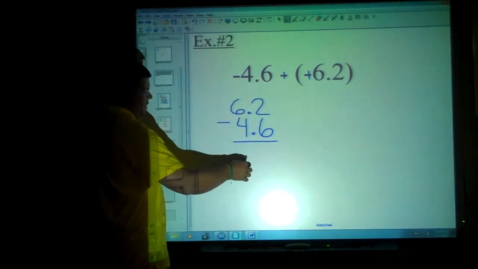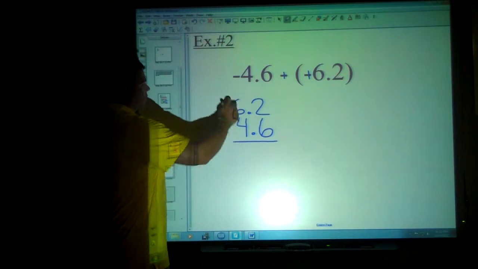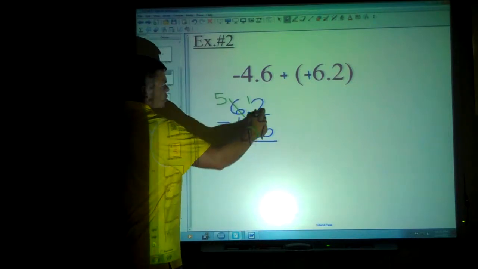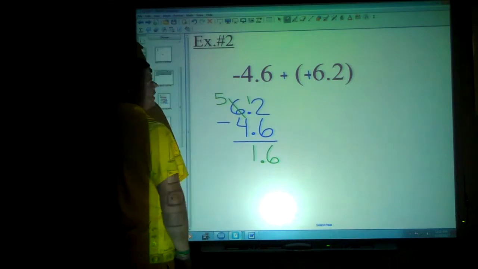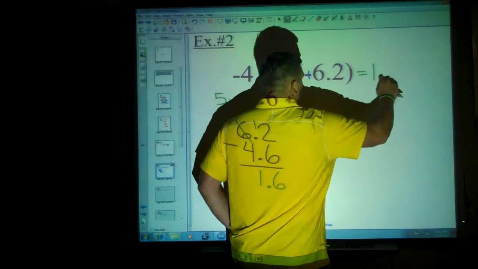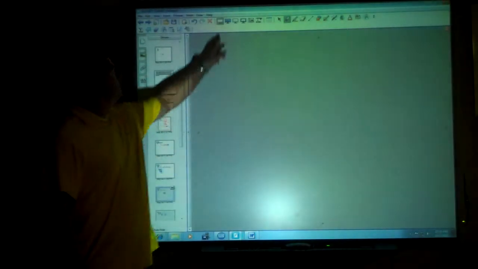People accidentally go 6 minus 4 is 2 and 6 minus 2 is 4, and they end up with 2.4, and that's the wrong answer. Borrow. 12 minus 6 is 6, decimal straight down. 5 minus 4 is 1. I had more positives than negatives, so it's 1.6. It still works even with decimals.